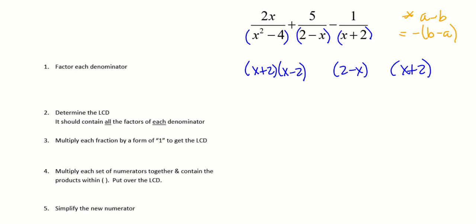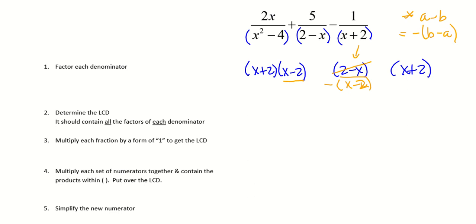So one thing I notice is that here I have x minus 2, here I have 2 minus x. If I switch the order of this subtraction, then I'm going to have a common factor, and that's going to make my common denominator smaller. Smaller is a good thing. So I'm going to take this subtraction and I'm going to replace it with the opposite of x minus 2.